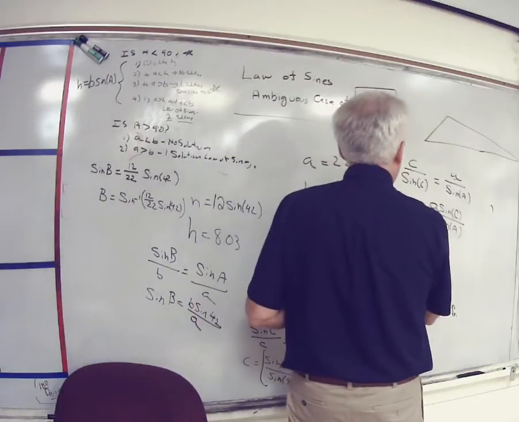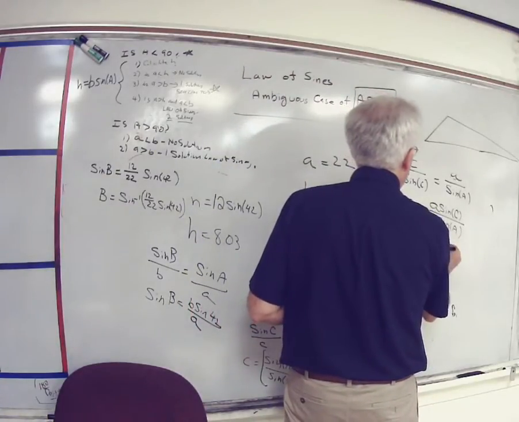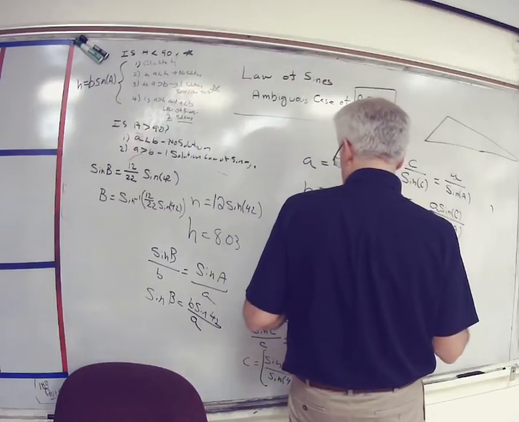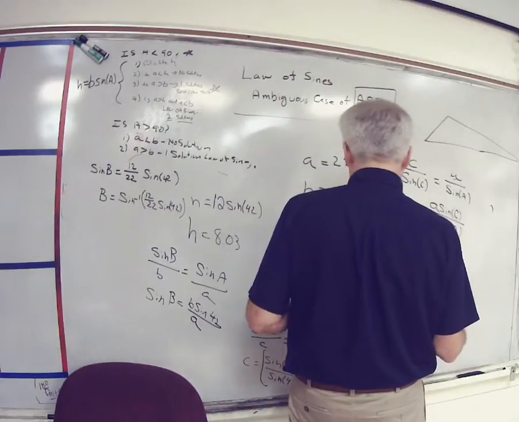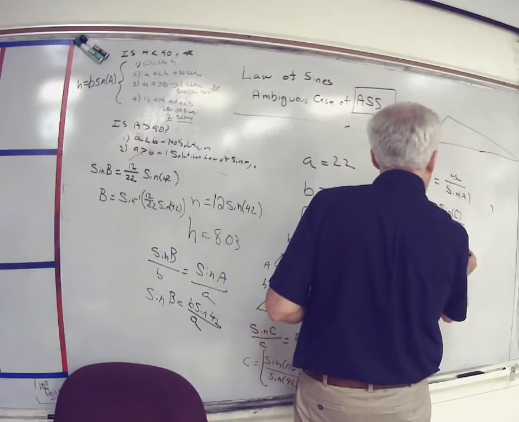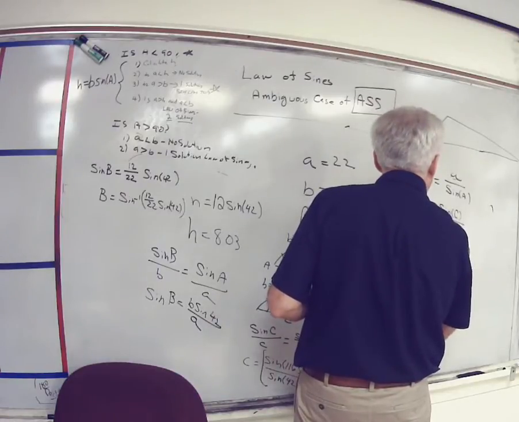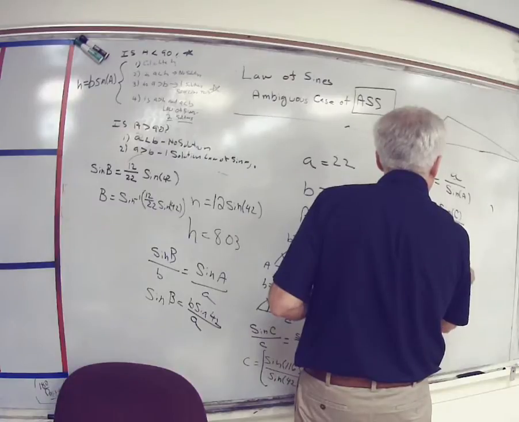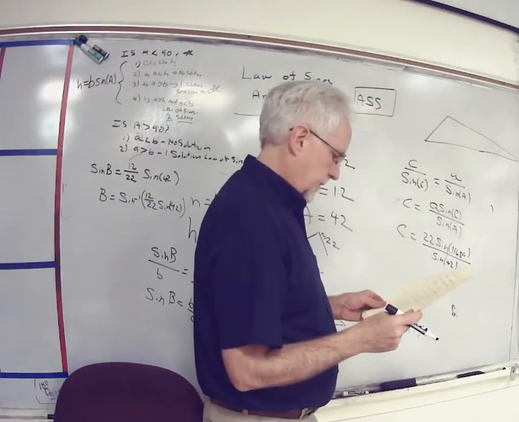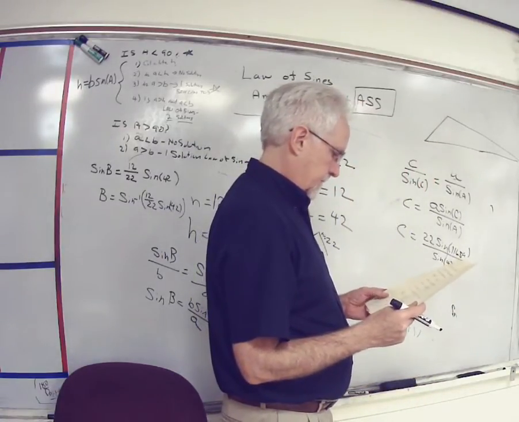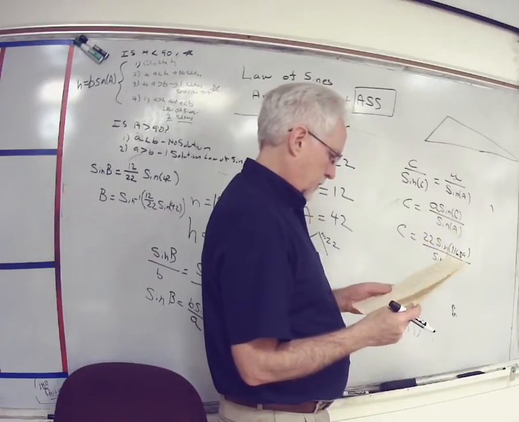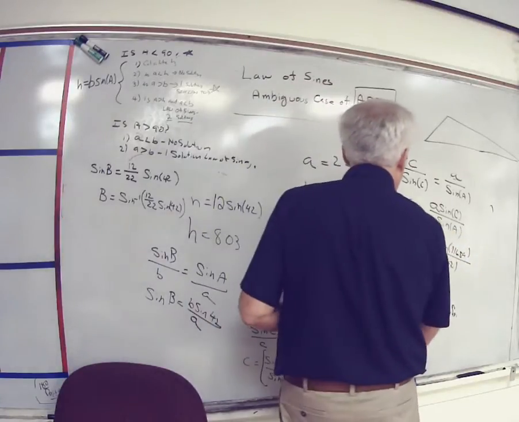So C is equal to 22 sine of 116.59 over sine of 42. And what's that equal to? 29.4.